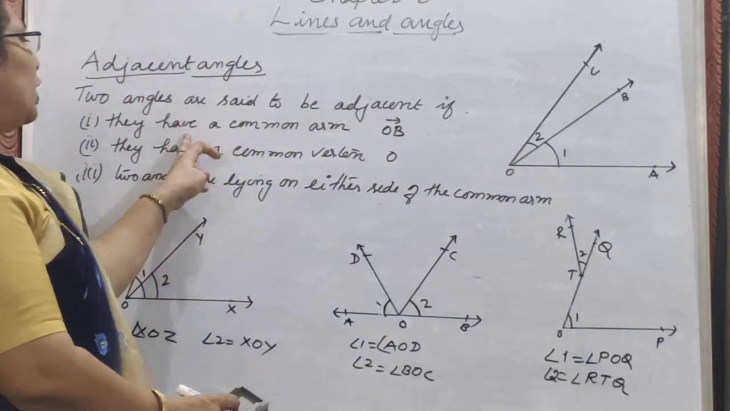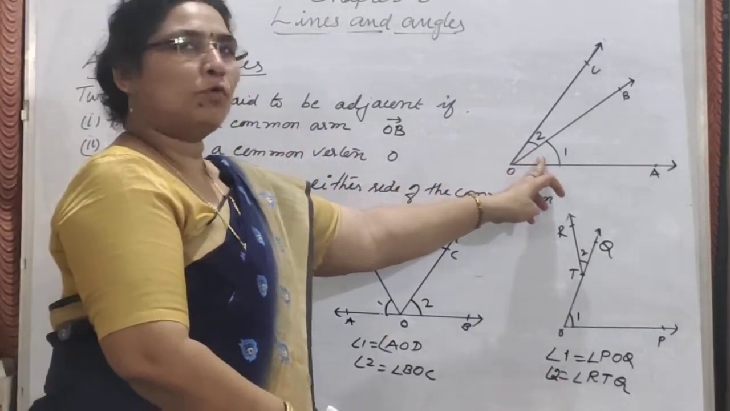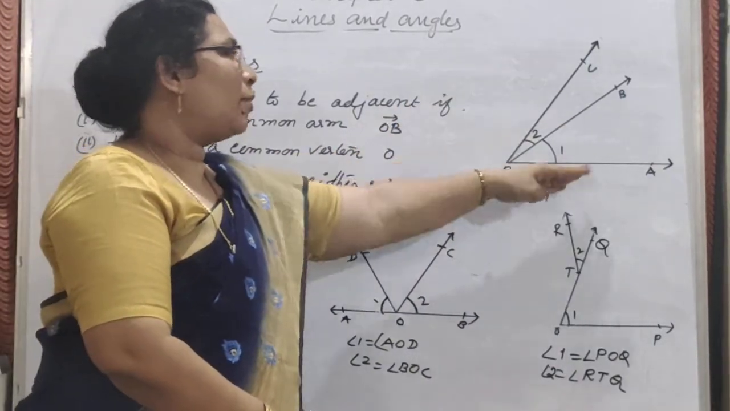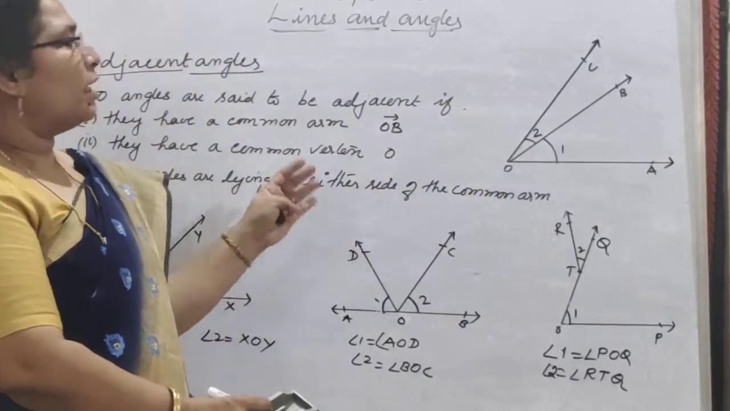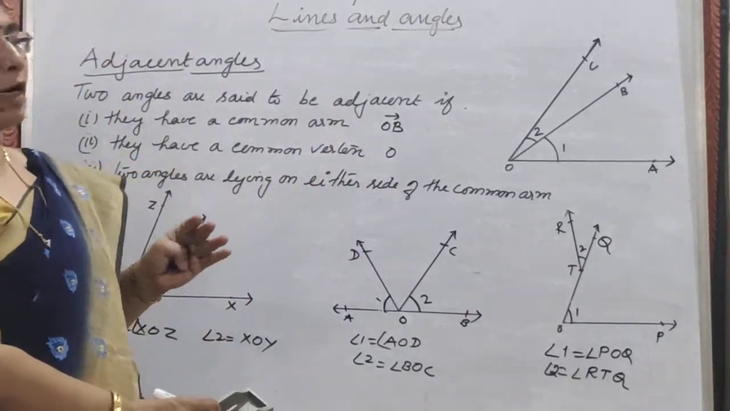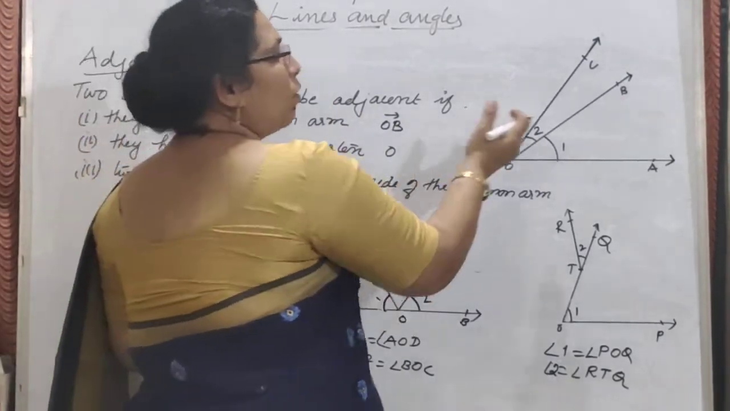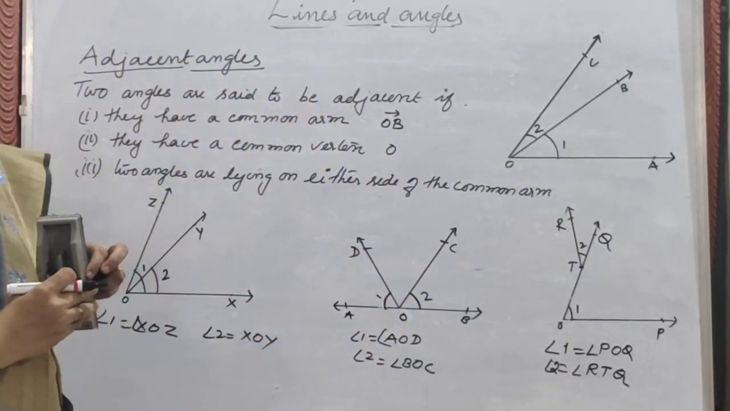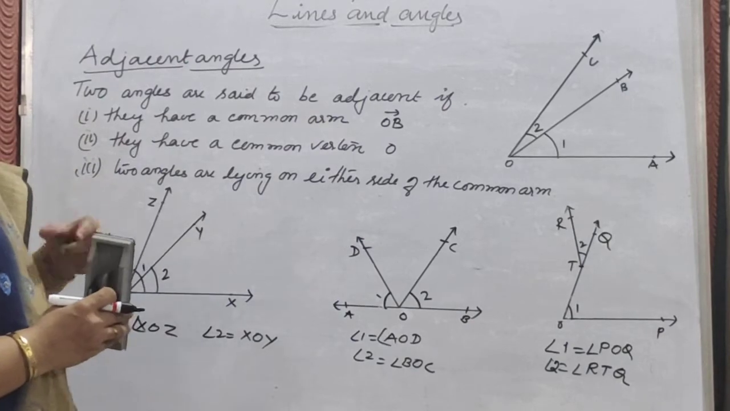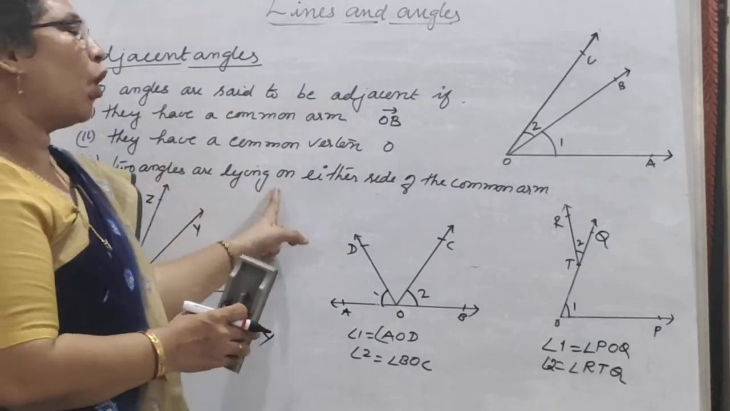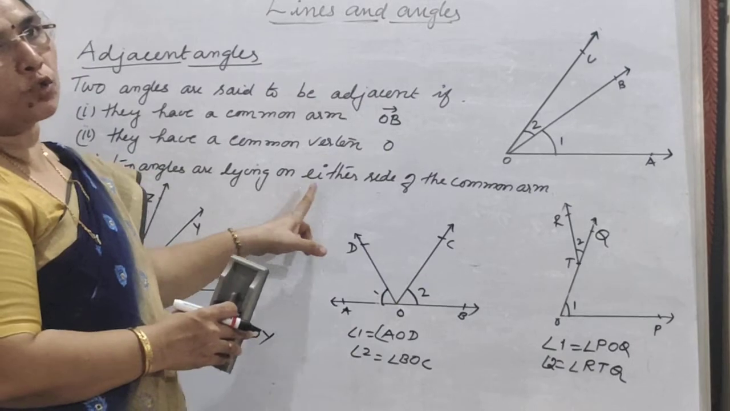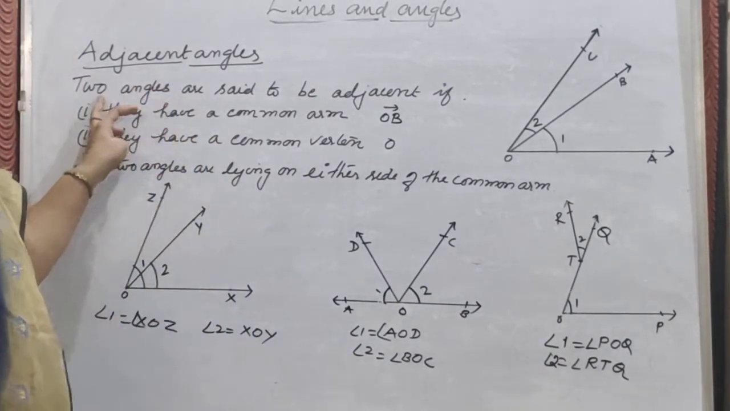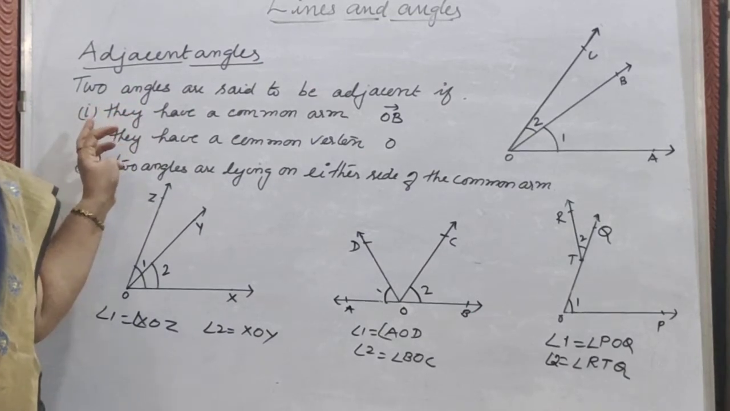What are the points? It should have a common arm. Which is the common arm? OB. Which is the common vertex? Vertex is O. Now the non-common arms, that is the other arms of the angles, are formed on either side of the common arm. So one is above the line and one is below the line. These are the definitions of adjacent angles, and the angles should not overlap. So these three conditions should be satisfied, then only the angles are said to be adjacent angles.